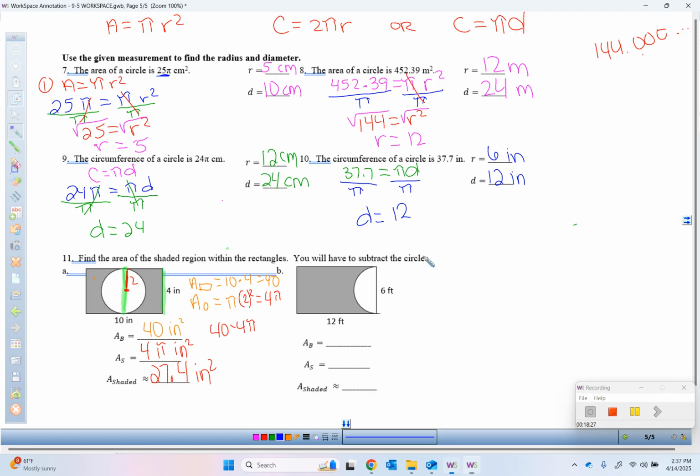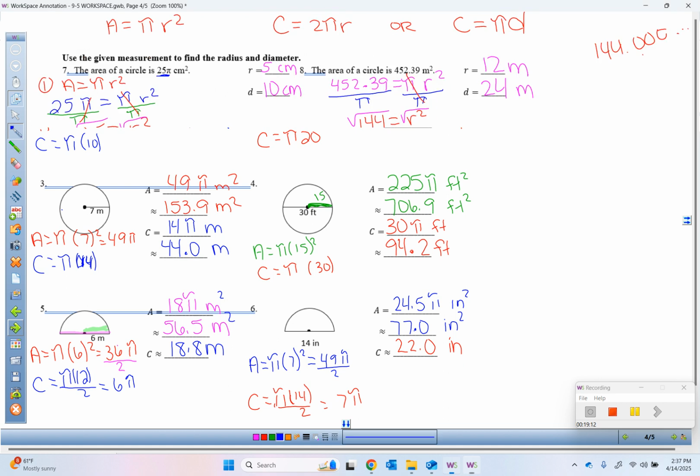Okay, so once again, the area of my rectangle, or the whole thing, is going to be base times height. So 12 times 6 equals 72. So the area of the whole thing is 72 feet squared. Now we need to find the area of this half circle here. If you remember, to make a half circle, we do that by finding the area of the circle and dividing it by 2, just like we did with these down here.